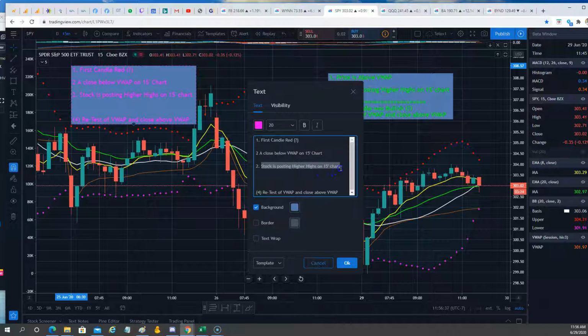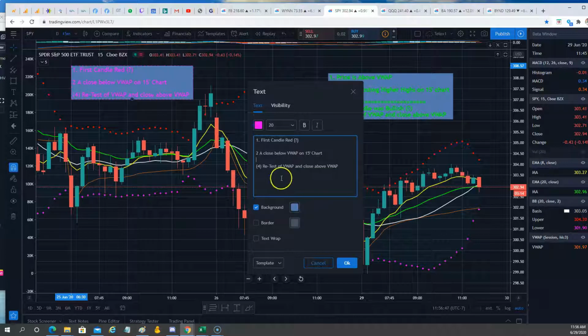What we really like to see most of the time is a retest of VWAP and a close below. That will be the perfect setup, and then that will be the perfect entry. So for us, the third one is the retest. We close below VWAP, right? I'm going to illustrate that on the chart itself. We close below VWAP.